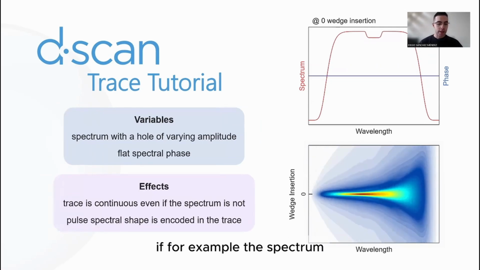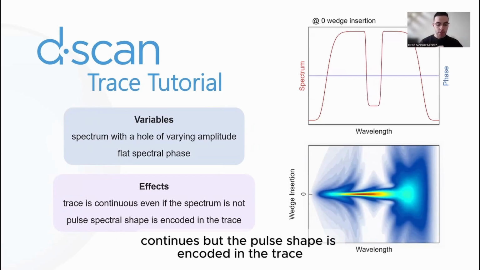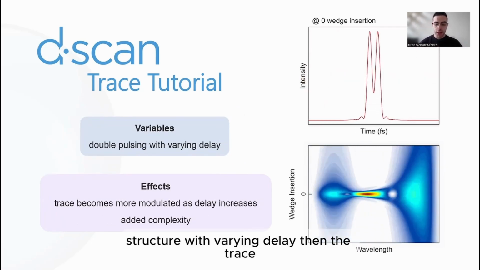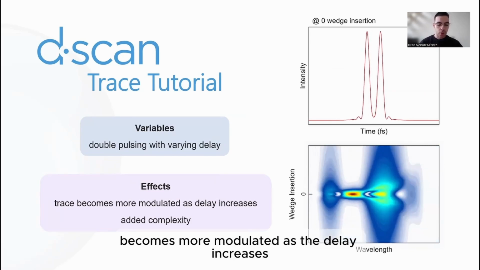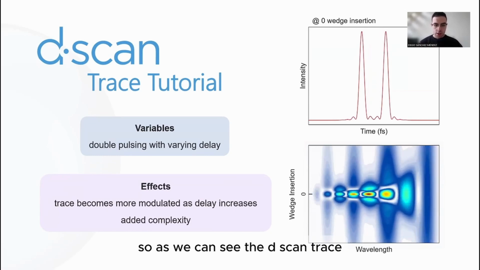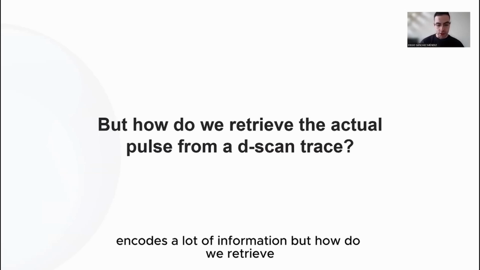If, for example, the spectrum has a hole of varying amplitude, the trace remains continuous, but the pulse shape is encoded in the trace. And if we have a double pulse structure with varying delay, then the trace becomes more modulated as the delay increases. So, as we can see, the dscan trace encodes a lot of information.